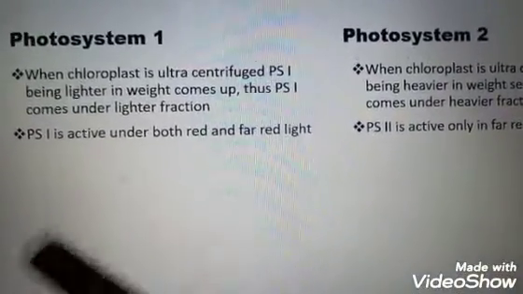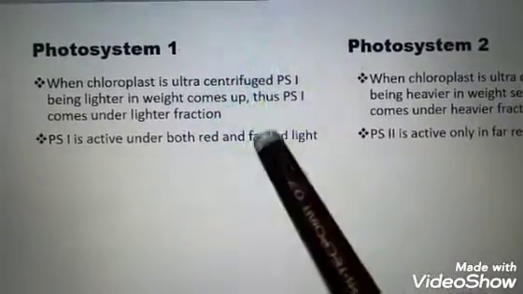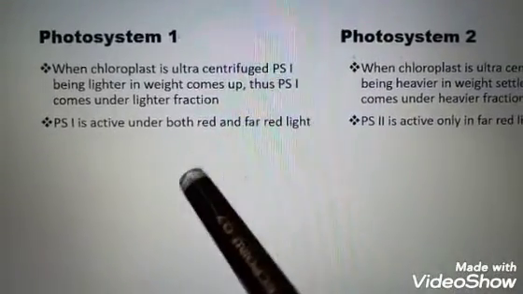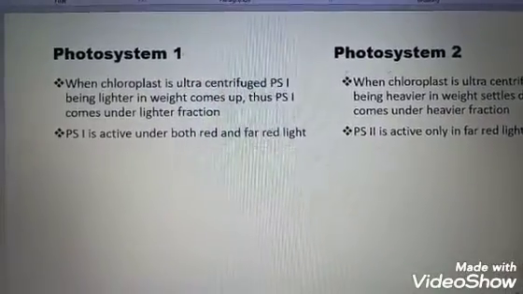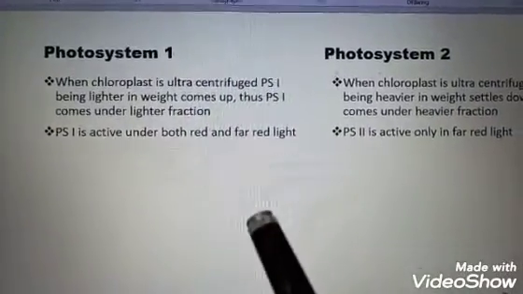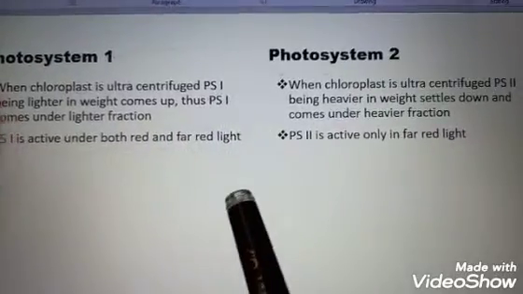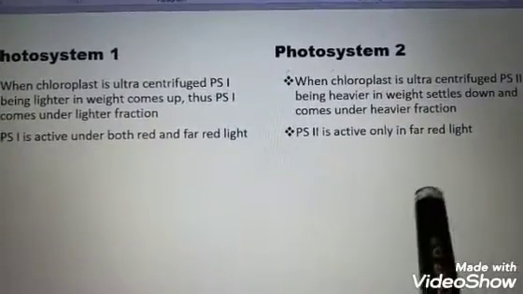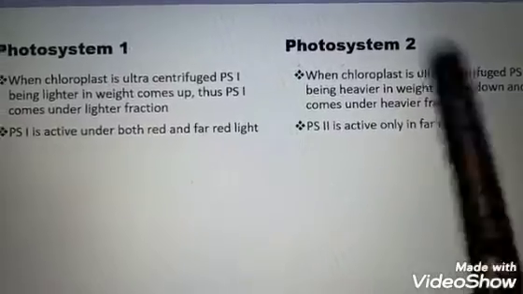The next difference is that when chloroplast molecules are ultracentrifuged, photosystem 1 is the lighter part and comes up, whereas photosystem 2 is the heavier part and settles down. As far as light is concerned, photosystem 1 is active under both red and far red light, and photosystem 2 is active only in far red light. This is all about the difference between photosystem 1 and 2.